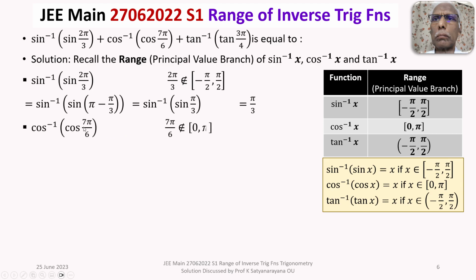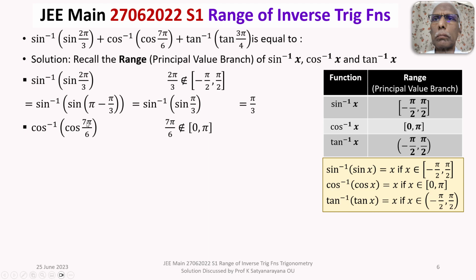And we go for the second term. Cos inverse of cos of 7 pi by 6. Now 7 pi by 6 exceeds pi, this does not belong to 0 to pi. Therefore, the value of cos inverse of cos of 7 pi by 6 is not 7 pi by 6.